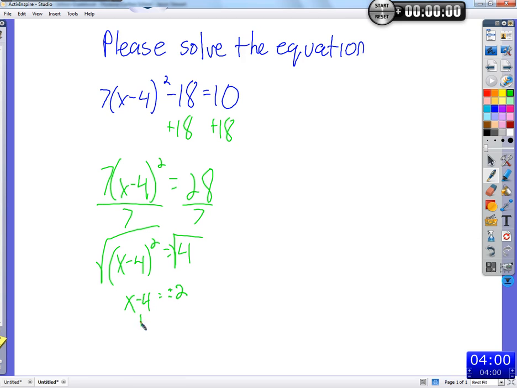And then we add 4 to both sides. Adding 4 to this side is easy. It's just x. On this side, we just have to remember that we're adding 4 to positive 2 and to negative 2. So we have two answers. It's 4 plus or minus 2, which means that if we add 2, we get 6, and if we subtract 2, we get 2. That represents two different answers.